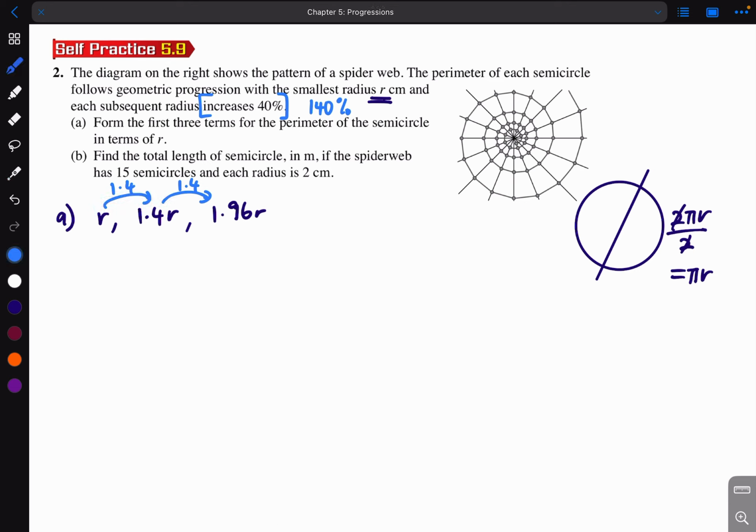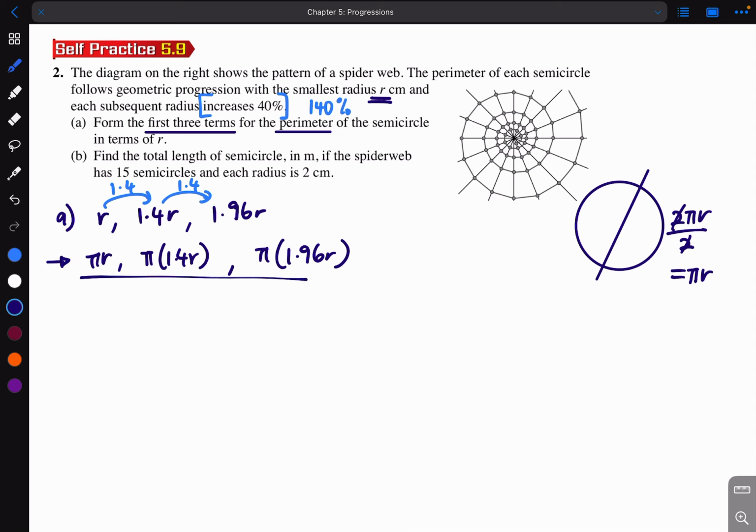Now we can find the first three terms for the perimeter. Since we already have the radius of the first three terms, we can easily find the perimeter. Perimeter is just pi times r. So pi multiplied by these radiuses. So it's just pi r, pi times 1.4 r, and pi times 1.96 r. This will be our first three perimeters of our semicircles. Done.